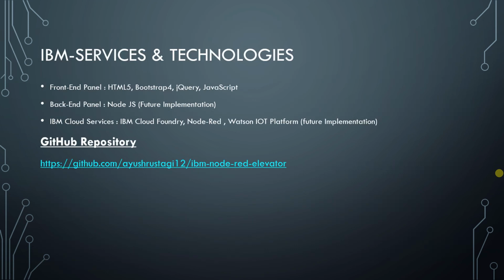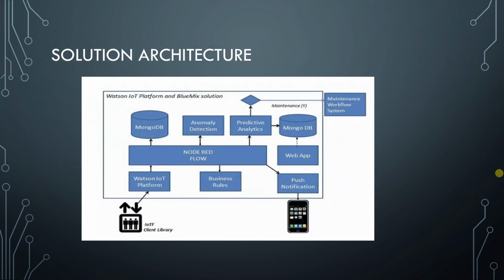These are a few technologies which we are currently using, and some we will be using in the future. The architectural model which we have come up with is presented in this slide. The functionality of the model is basically that by using the mobile or web application, we will be controlling the elevator in real time using some IBM and open source technologies.